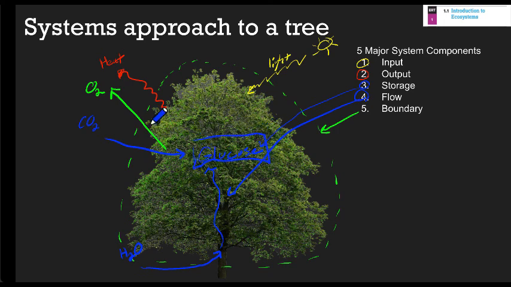We have oxygen and glucose then as outputs. The glucose could be an output too. If this is like a fruit-bearing tree, that's an easy example, right? That can be taken out and consumed by an animal for glucose as well. So just addressing all of these five components and thinking about a tree as a system is a way to help us determine what's happening within here, right? This production, what's being made or stored, and what's coming in and out in order to make those products.